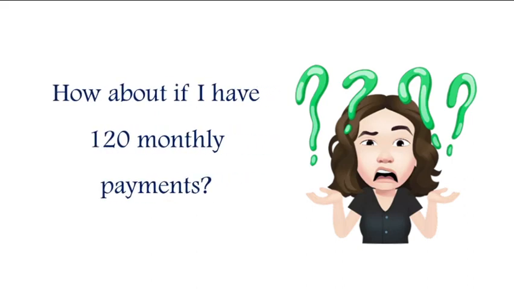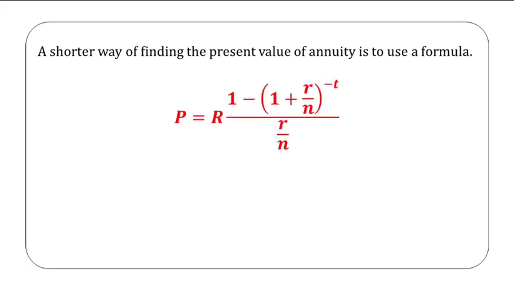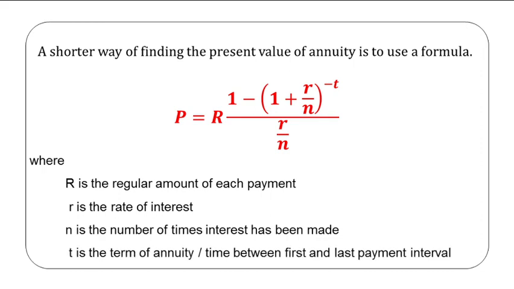So, how about if I have 120 monthly payments? So, ganun ulit. Magsusolve ba ako ng 120 times ng present value? So, a shorter way of finding the present value of annuity is to use a formula. Ano yung formula ni present value ng annuity? So, it is the product of R and the difference of 1 and 1 plus R over N raised to negative T and R over N, where malaking R means the regular amount of each payment, R na maliit is the rate of interest, N is the number of times interest has been made, T is the term of annuity or the time between the first and last payment interval.